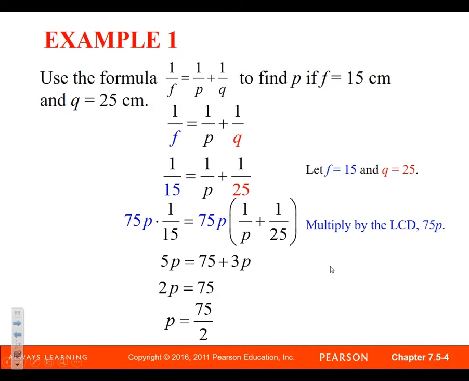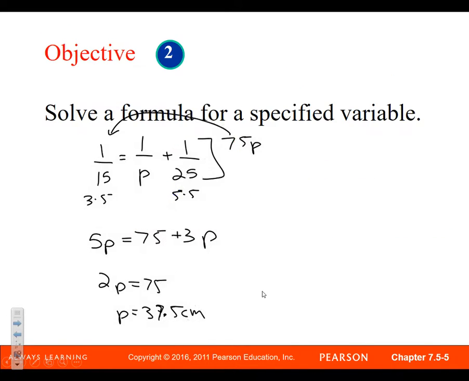Alright, moving on. Yeah, so 37.5 was our solution. We just went ahead and rounded it off.